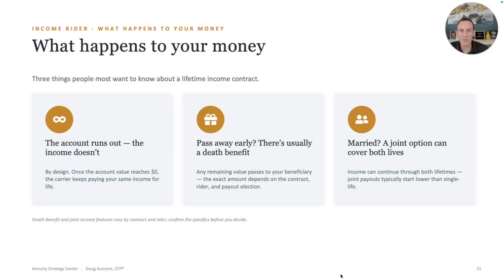In most cases, the way we design that is that the account value gets paid out as a death benefit to your heirs. And if you're married, the income stream could be set up to cover both of your lives. Now, there is a trade-off. If you do want to cover both of your lives, you're likely going to have a little bit lower starting payout rate versus if you only covered your life as a solo.